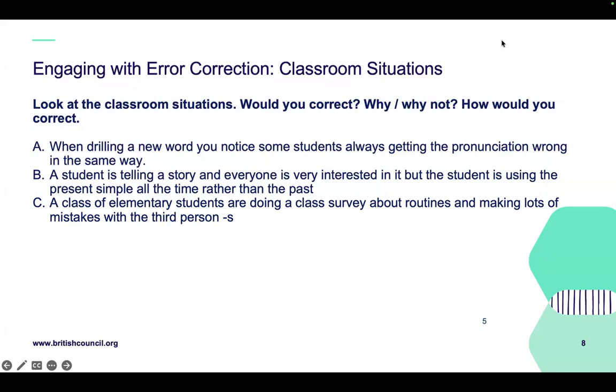Grammar. Okay, and everybody is doing a class survey, so they're all walking around the room, ticking boxes and asking questions to each other or whatever. How would you get their attention to say, hey, you're all making mistakes? How would you do that? It's only one thing, it's the third person S. How could you get them all to understand what to do?